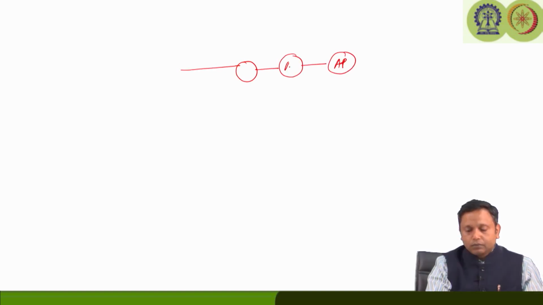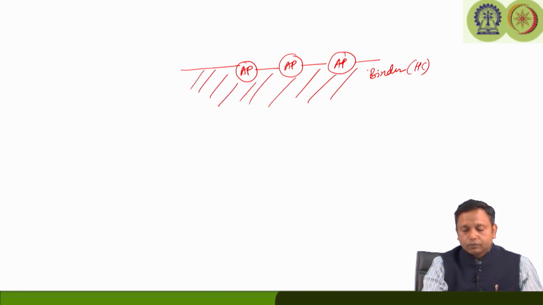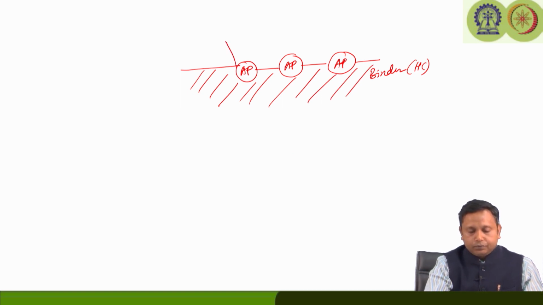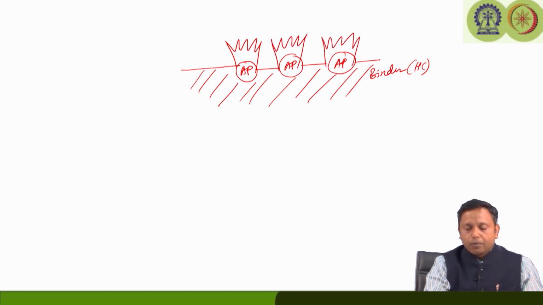Let us say we have these crystals, and this is our binder, which is nothing but hydrocarbon, which is also acting as fuel. This type of analysis I am taking from Professor Ramamurthy's book, which is one of the textbooks mentioned for this course. So, this we have said is AP, the crystals.